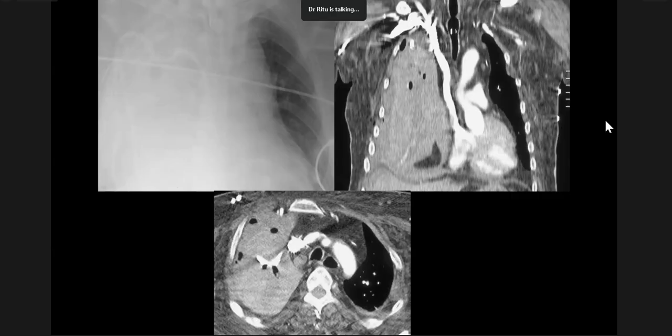This is a chest X-ray and CT scans post line placement. You can see immediately there was a whiteout. You can also see that there is shift of the mediastinum to the opposite side. And then there's a line with a curvilinear path, which looks very abnormal. On CT, you can see that the line is actually traversing through the lung parenchyma and ending up in the SVC.